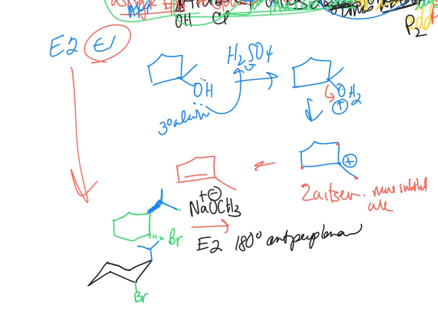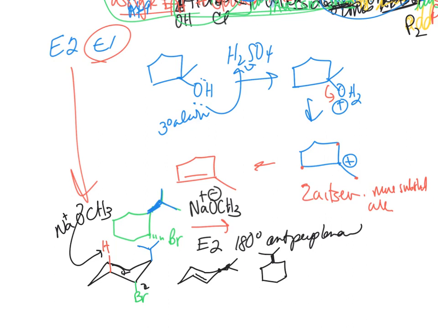Okay, so the hydrogen that has to be taken has to be 180 degrees, so it has to be this hydrogen here. So then sodium methoxide comes and takes that hydrogen so it can push, and so then your product becomes, and then if you put this in two-dimensional, 1, 2, so that's your product.